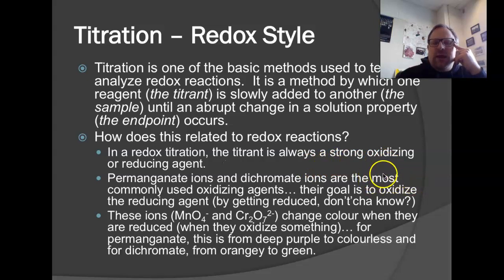We often use permanganate and dichromate ions the most because they are quite strong oxidizing agents and they're colorful. The permanganate and the dichromate ions change color when they're reduced. For permanganate, it goes from deep purple as the permanganate ion to colorless when it turns into the manganese ion. And dichromate goes from orangey to sort of a green color as it switches from the dichromate ion to the chromium ion. Okay, so we need a color change to sort out what's going on, and these ions, because they're colorful in solution, allow us to do that.